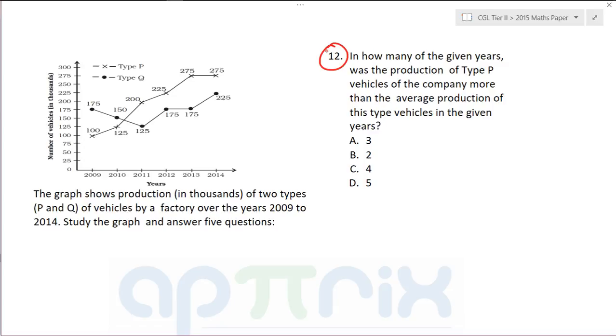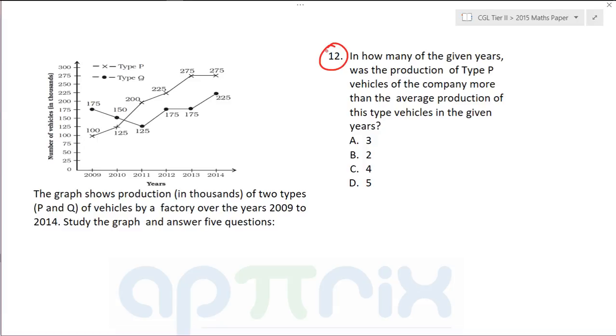Do you fear DI? I love DI. Alright, so let's solve it. And I'll make you fall in love with DI. Once again, I think I did this with one question. I'll make it happen once again.